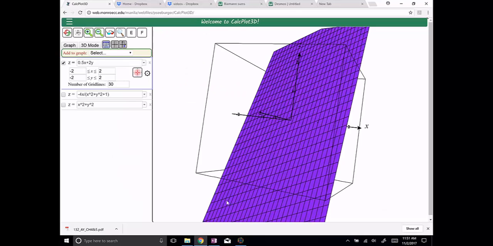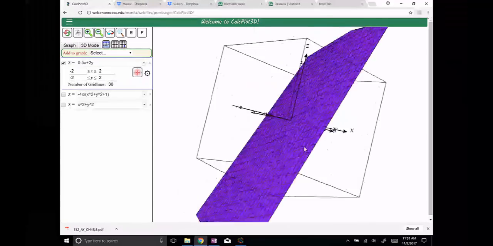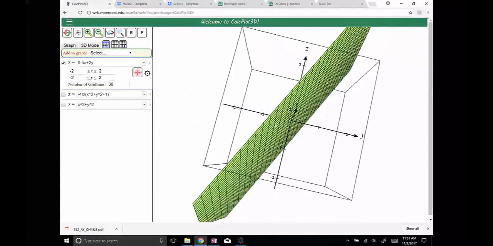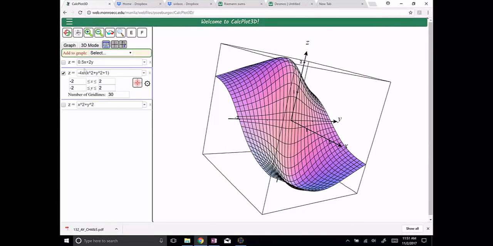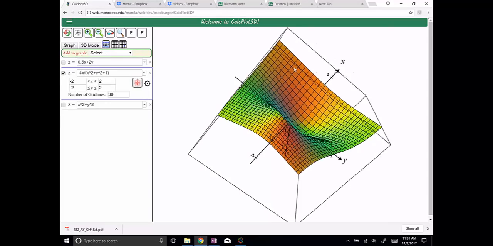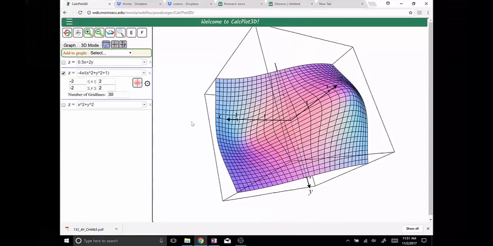So I pulled up the Monroe 3D calc plotter, and I graphed a plane, for instance. A plane has a purple side, and then we have this green side, so it has two different sides to it. Likewise, really any other surface that we've dealt with. Here's a kind of crazy one. This one's made out of purples and blues, and if you flip it upside down, we have more oranges and greens. So this also has two sides to it.